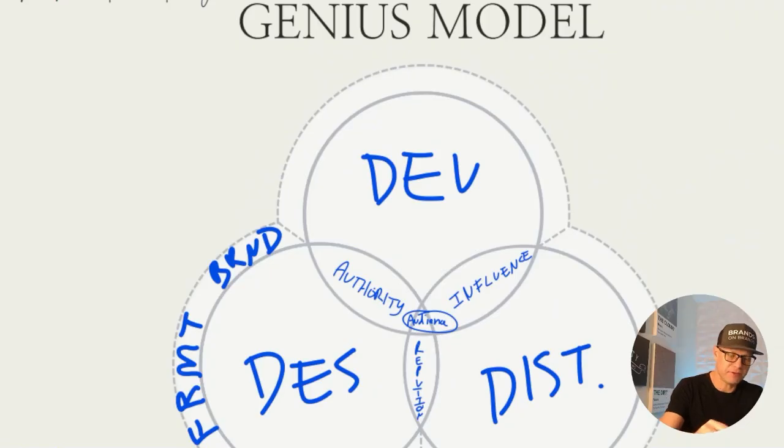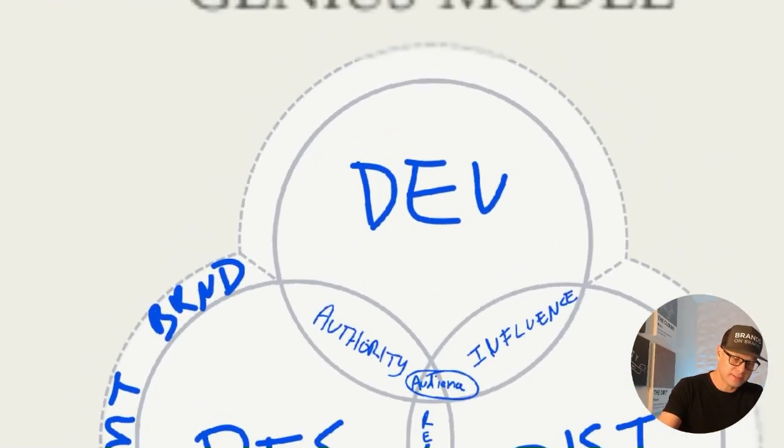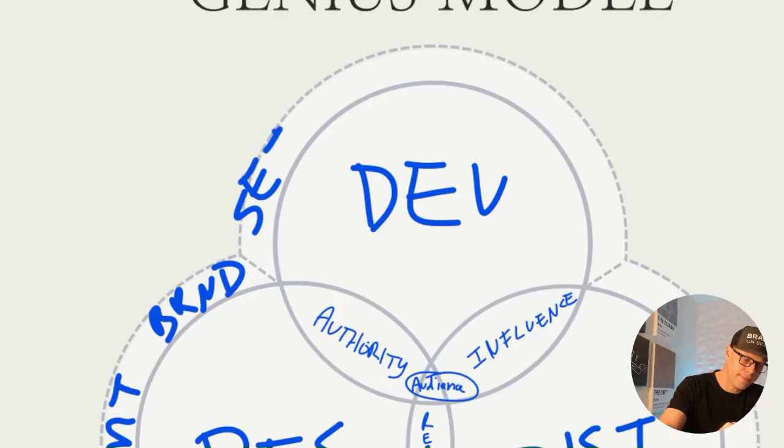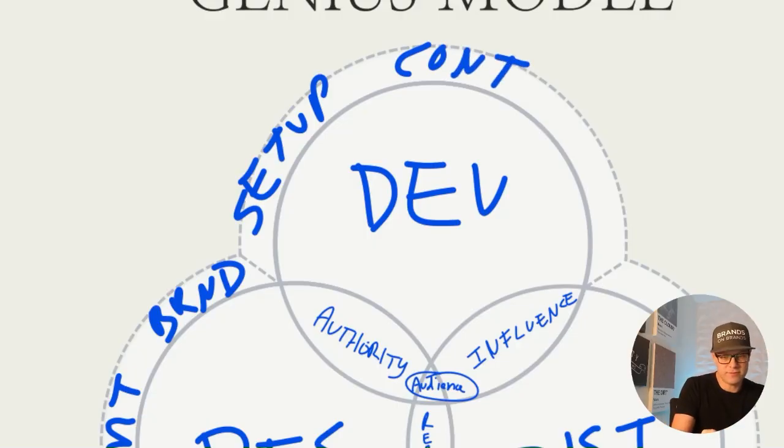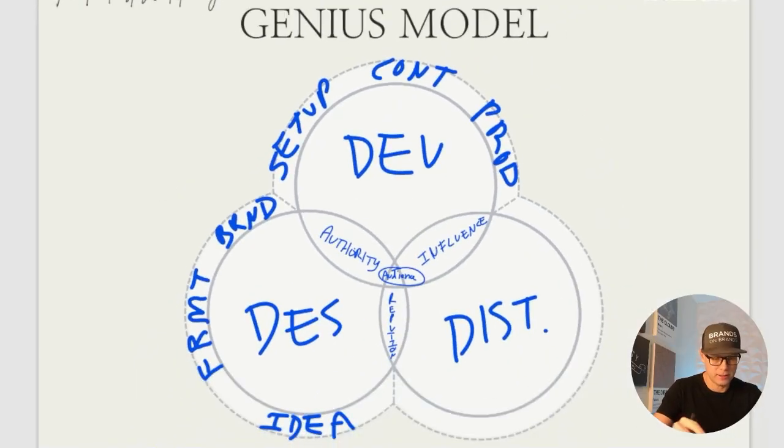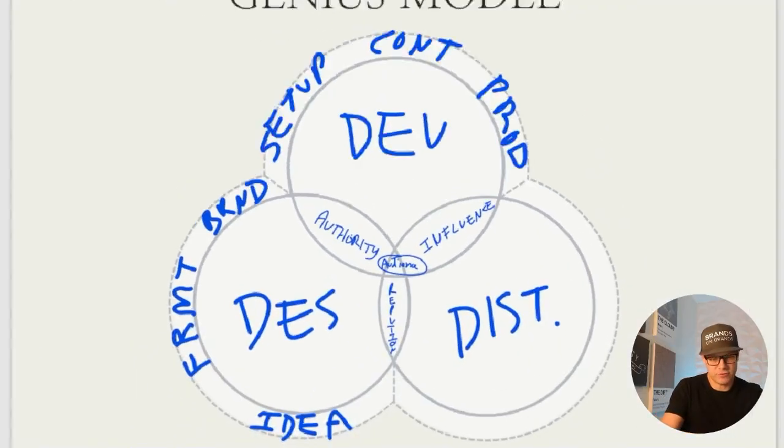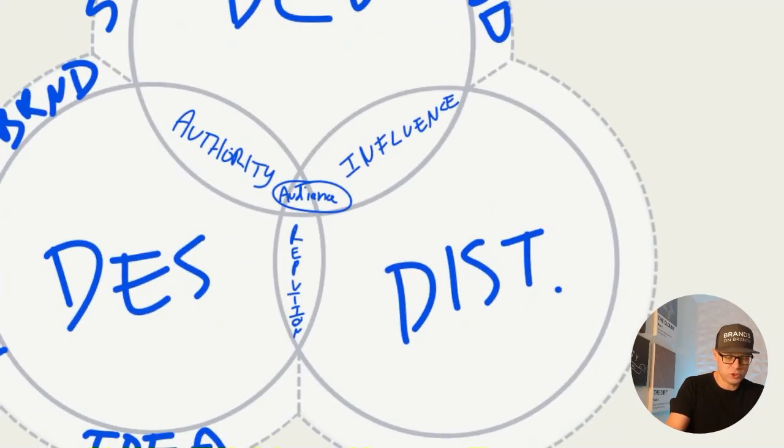In the development phase, you've got the setup of the show. You've got the actual content creation. And then you have the editing of the show, which we'll call the production phase. All right. And then lastly, we have your distribution, which will start with the sharing of your content.